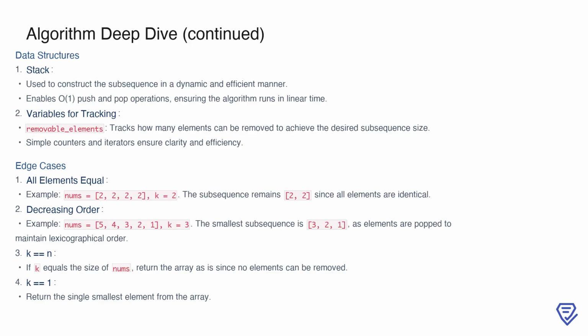For example, when all elements in the array are equal, as in nums equals 2, 2, 2, 2, with k equals 2, the subsequence would simply be 2, 2. In cases where the array is in strictly decreasing order, such as nums equals 5, 4, 3, 2, 1, with k equals 3, the algorithm correctly pops elements to produce 3, 2, 1. If k equals the size of the array, the entire array is returned as no elements can be removed. Conversely, when k is 1, the smallest single element in the array is returned. By handling these scenarios effectively, the algorithm ensures both correctness and efficiency across a wide range of inputs.